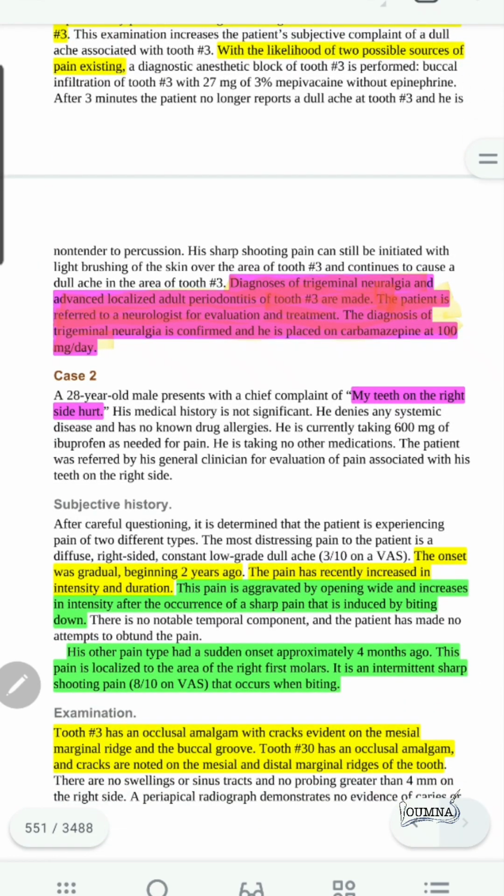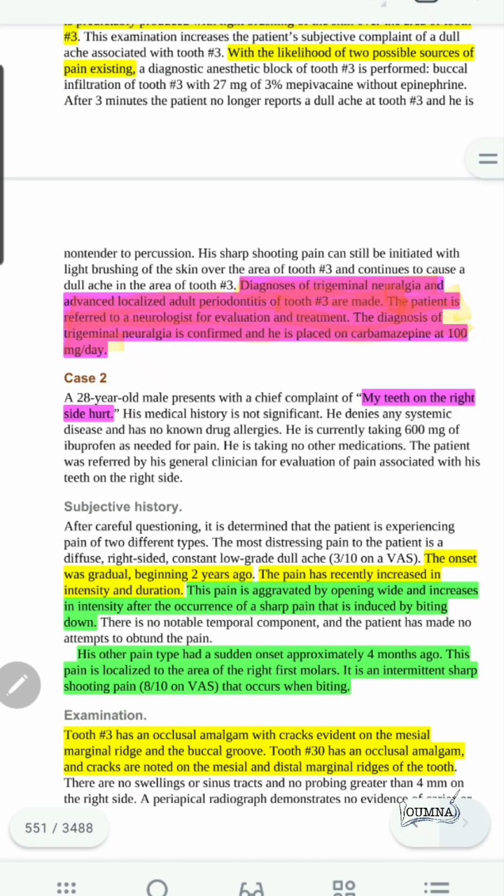So, what was the diagnosis? The diagnosis was trigeminal neuralgia and advanced localized adult periodontitis of tooth 3. The patient is referred to a neurologist for evaluation and treatment.